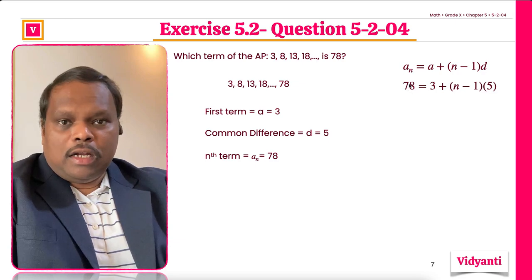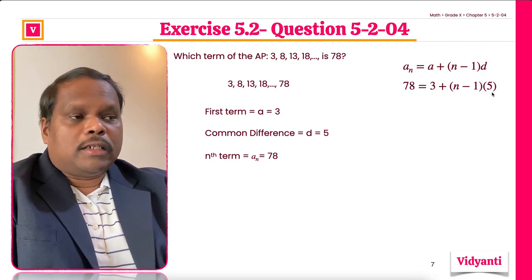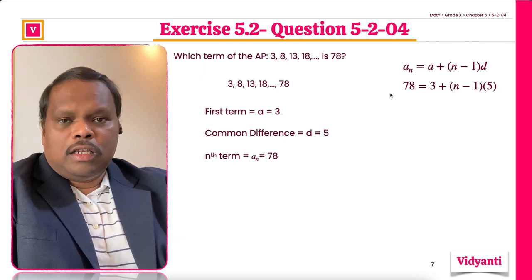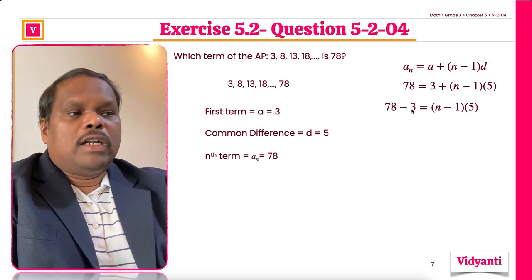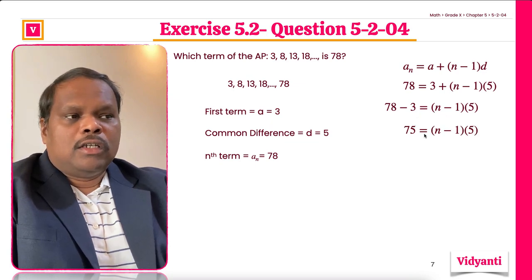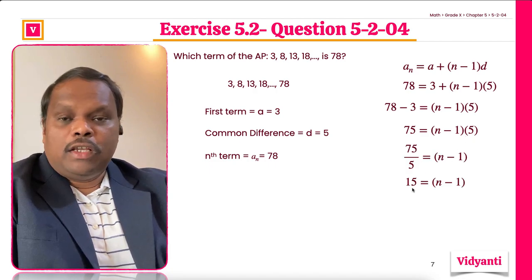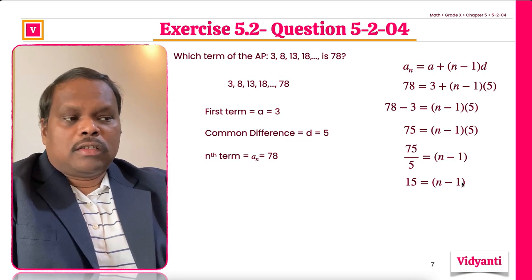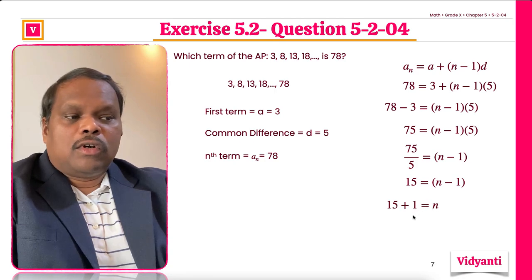We will simply substitute in the formula. a_n is 78, the first term is 3, n, which we don't know, n minus 1 will be kept as it is, times 5. This 3 will be brought to the other side, it will become subtracted. So 78 minus 3 is whatever is still on the right hand side. So 75 is (n minus 1) times 5. We will divide both sides by 5, and that will give us 15 is equal to n minus 1. This negative 1 we can transfer to the other side, and that will become positive 1. So n is equal to 15 plus 1, and that will be 16.